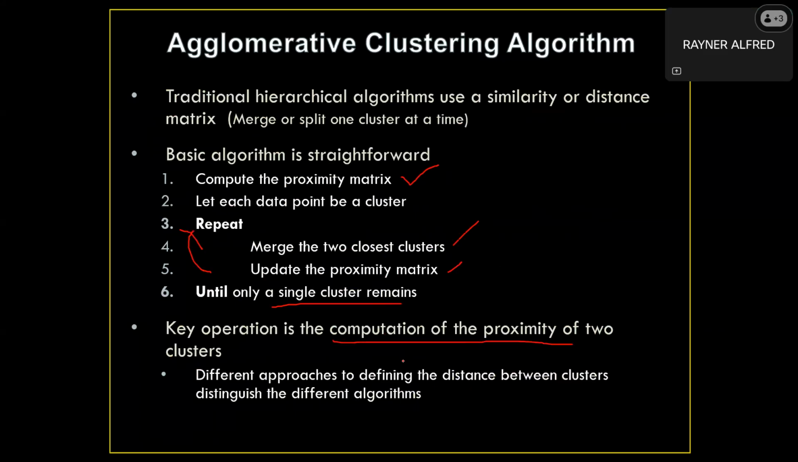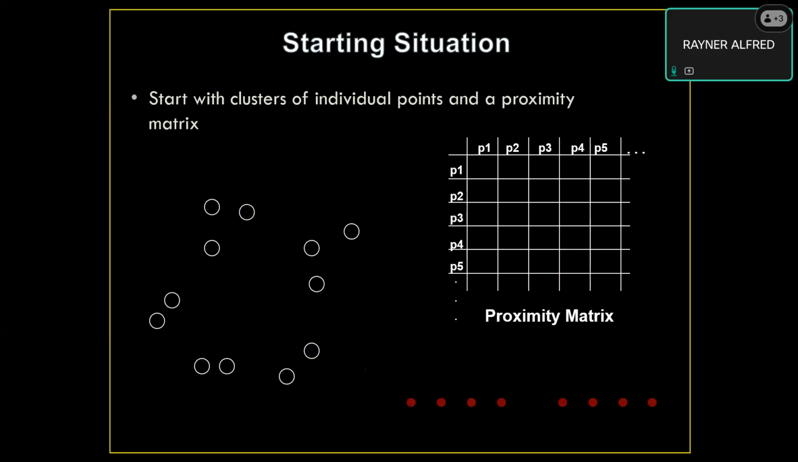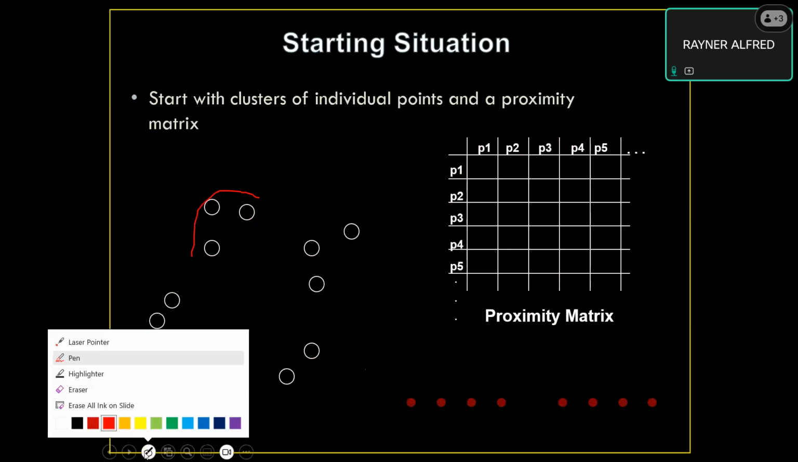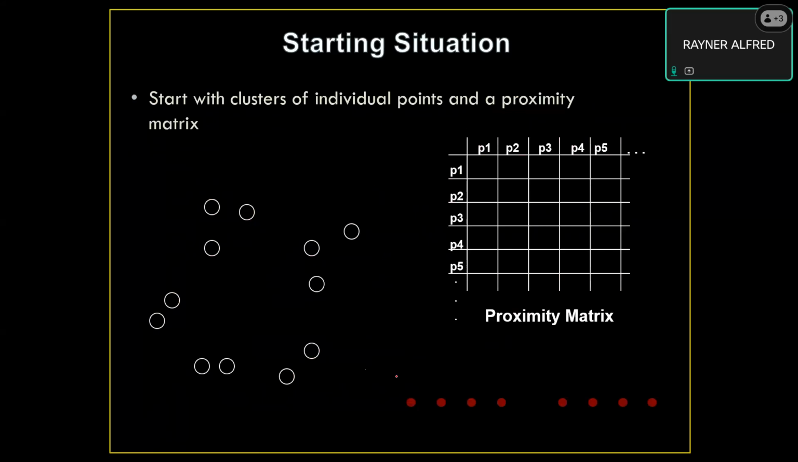Okay, so we have different approaches to define the distance between clusters. For example, like this, we start with individual items here. Each point here is considered a cluster. So we will have P1 up to P, how many do we have? 12. So we have up to P12 here.